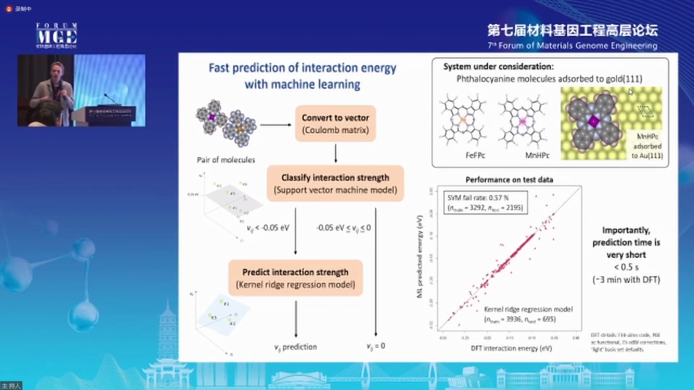And of course, this is not a surprise to the audience, but I just want to emphasize this. The prediction time is very short with this model. We're looking at less than half a second. I haven't actually timed it, but I'm sure it's very, very quick compared to about 3 minutes with DFT.